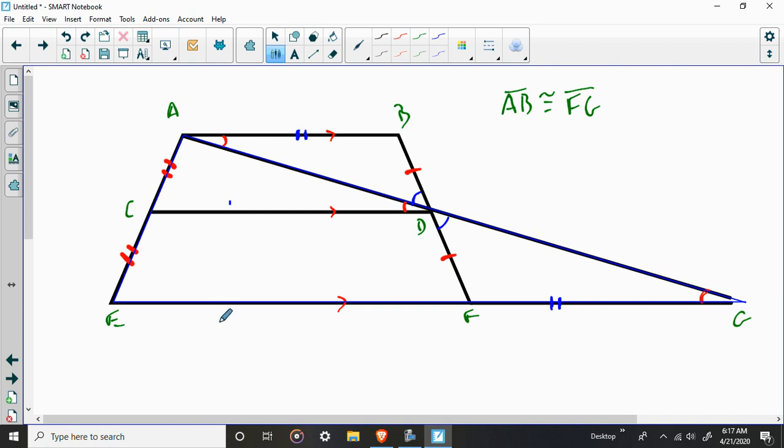And what are we going to go ahead and say? That CD, by the side splitter theorem, is equal to 1/2 of EF plus FG, right? But since we know that AB and FG are the same, we can also say that CD is equal to 1/2 of EF plus AB. So again, just a useful thing to know.